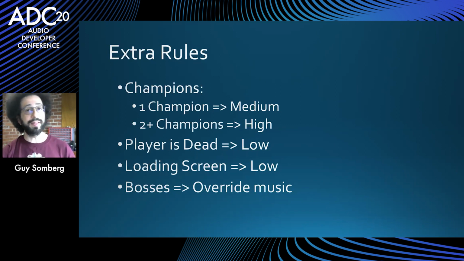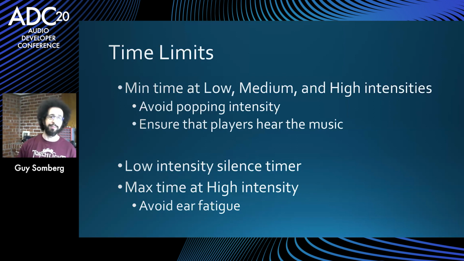All right, the last piece here for dynamic music is about time limits. There are 2 reasons to have time limits, and 2 different kinds of time limits you want to have. The first one is that we want to have minimum times at each intensity level. And the reason is twofold. First, you want to avoid popping, right? If you have a bunch of monsters around you, then you get up to high intensity and you kill them all in one big nova blast, you don't want the intensity to pop immediately down to low or medium intensity because you just got up to high intensity.